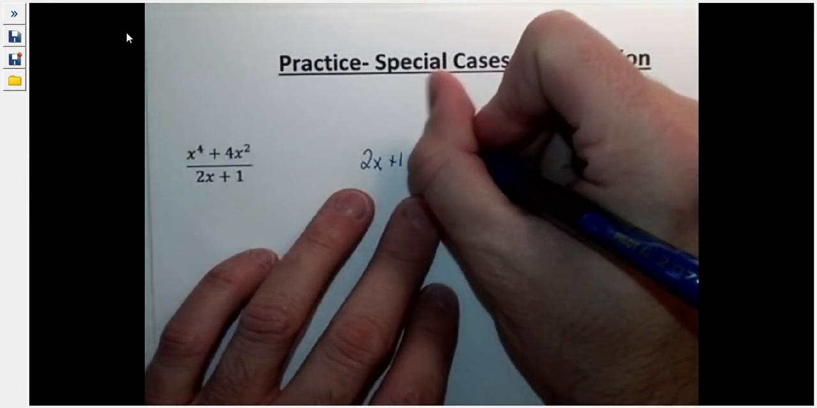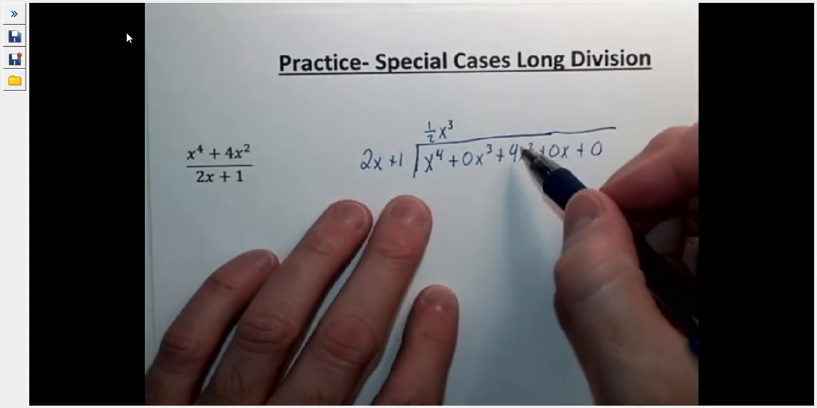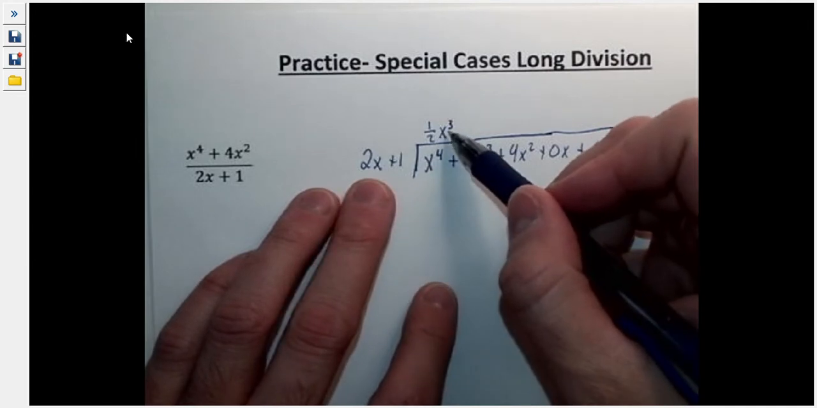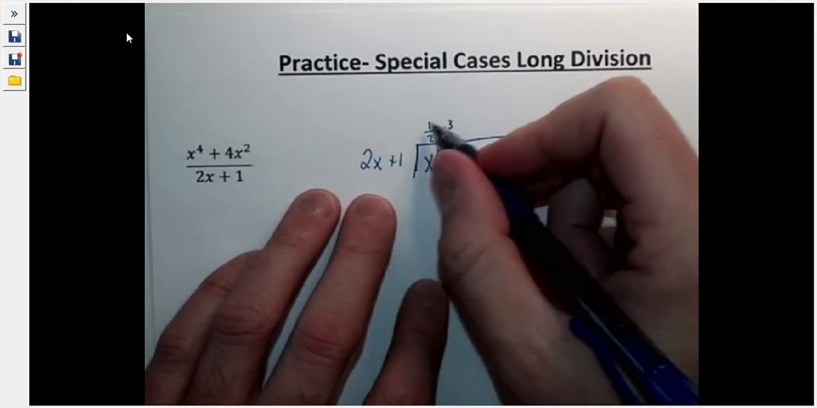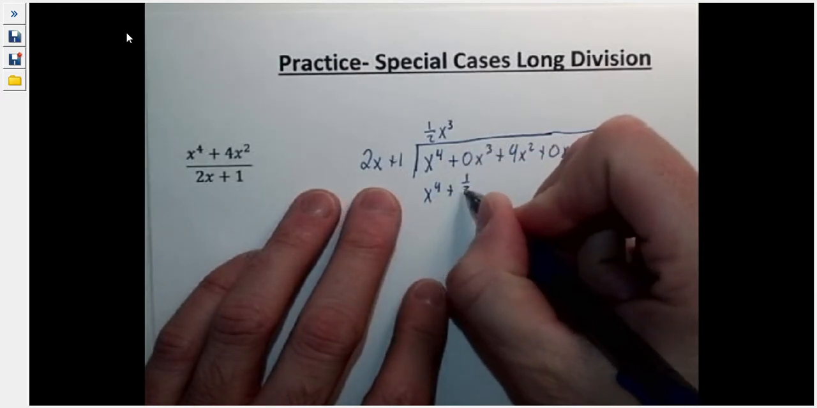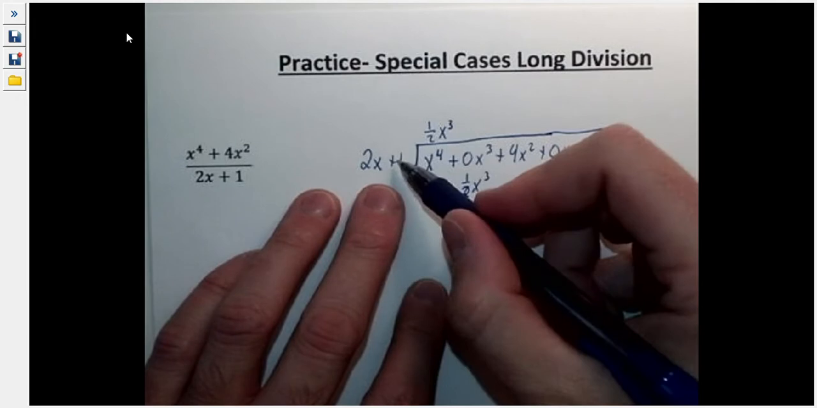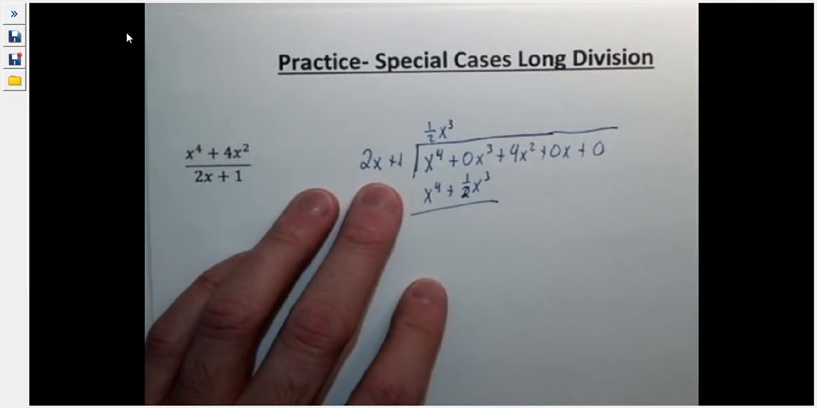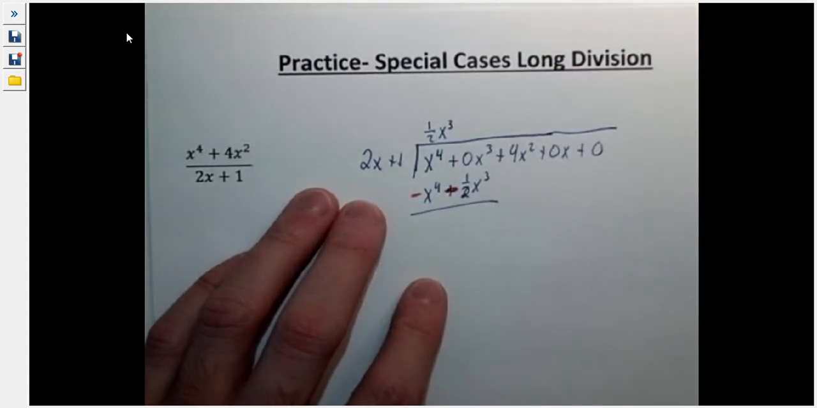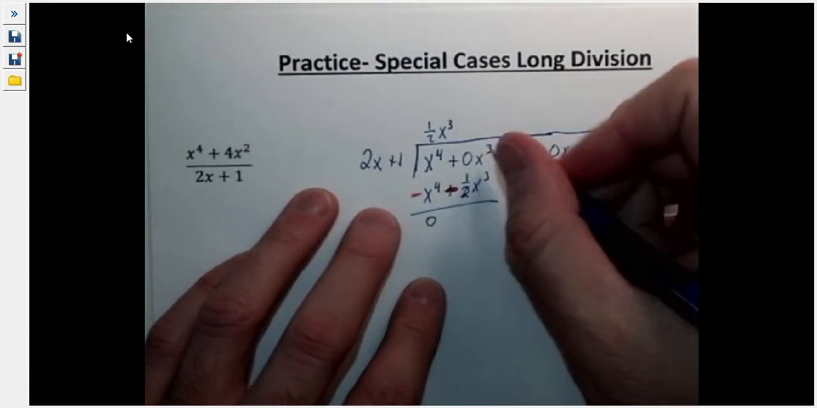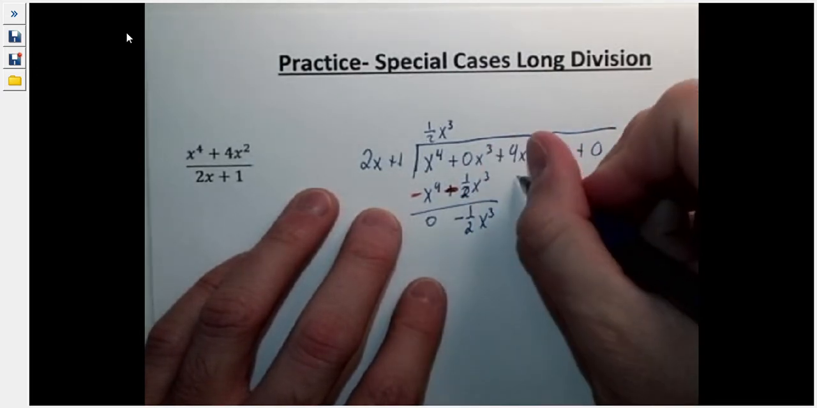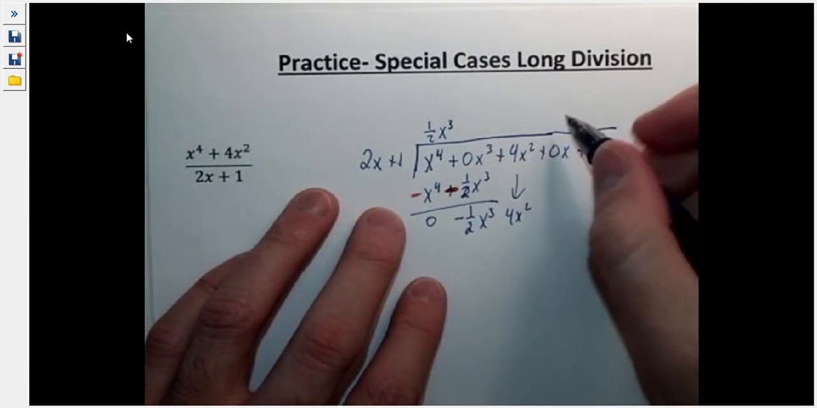Well, it would be 1/2 x cubed. Okay, because the 1/2 times 2 will give me 1, and then x times x cubed is x to the fourth. So when I multiply, I get x to the fourth plus 1/2 x cubed. Okay, and then we subtract, which changes the signs, so it makes this negative. And then 0 here, and then 0 minus 1/2 is negative 1/2 x cubed. Bring down my 4x squared.